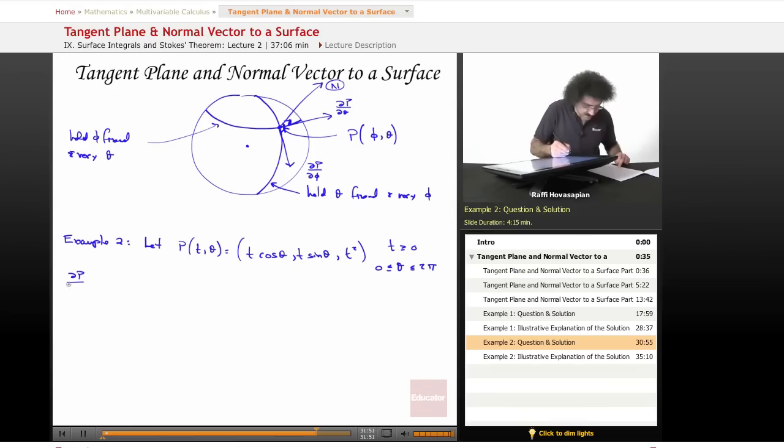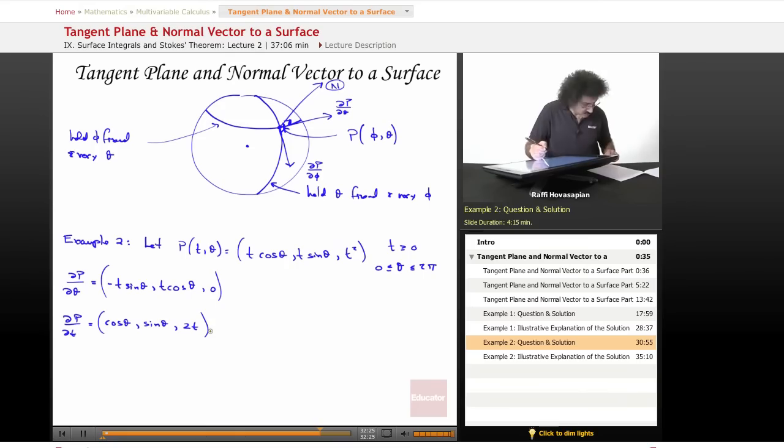So if we take dp d theta, let's do theta first. It doesn't matter what you take first. You're going to end up with minus t sine theta, t cosine theta, and 0. And let's go ahead and take dp dt. That's going to equal cosine theta, sine theta, and 2t.